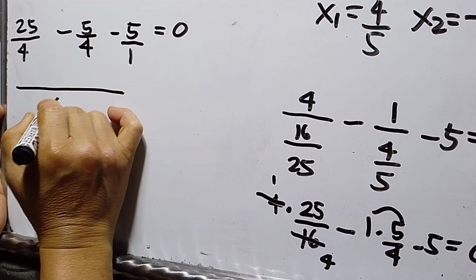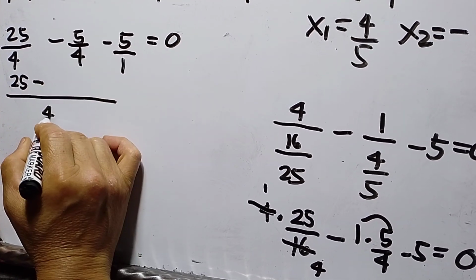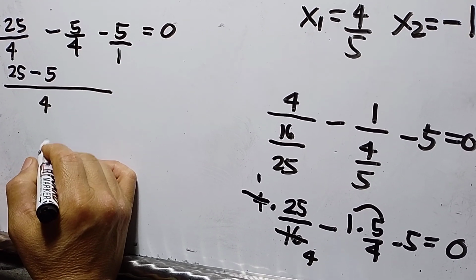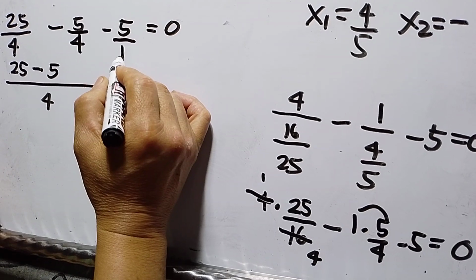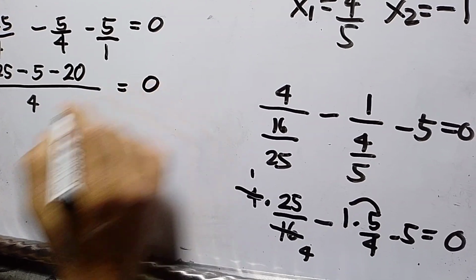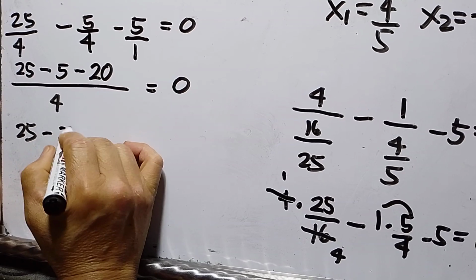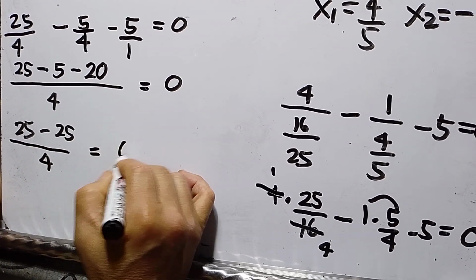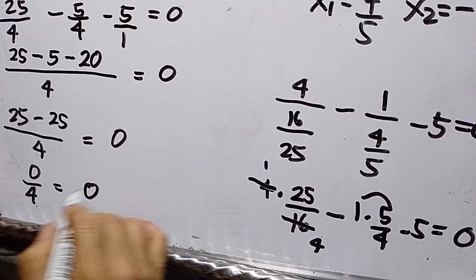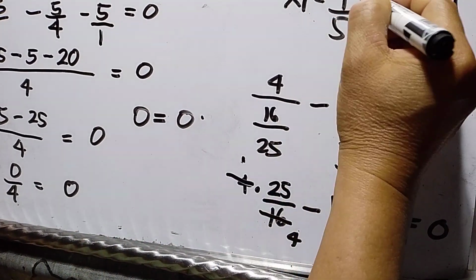So LCD will be 4. 4 divided by 4 is 1 times 25 is 25. Then minus 4 divided by 4 is 1 times 5 is 5. Then 4 divided by 1 is 4 times 5 is minus 20 is equal to 0. So combine 25, negative 5, negative 20 is negative 25 over 4 is equal to 0. So 25 minus 25 is 0 over 4 is equal to 0. 0 over 4 is 0, equal to 0. So therefore, my x sub 1 is correct.